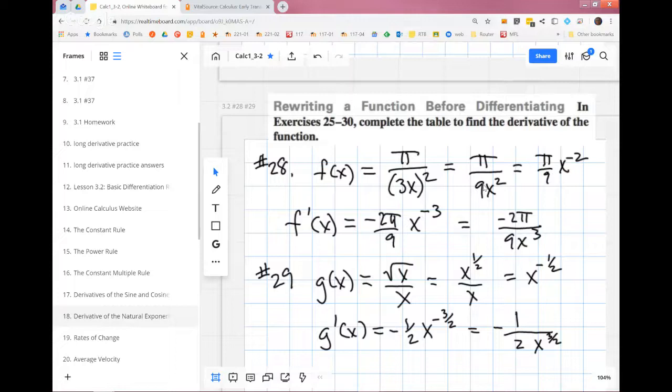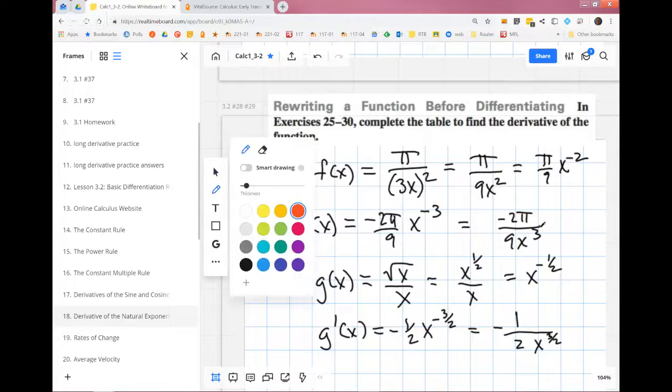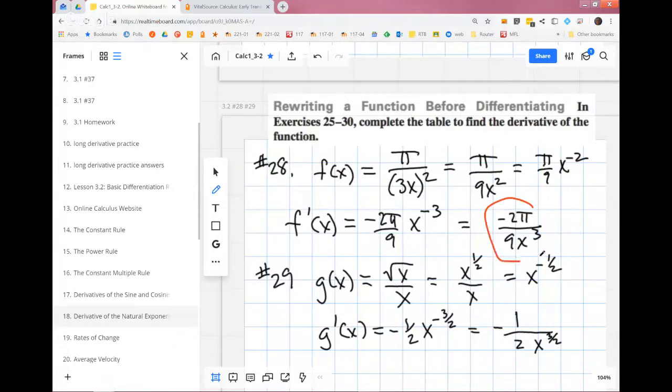Well, pull the pi over 9, which is the constant part, off to the side, and then write the power. We don't want that in the denominator, so write it as x to the negative 2. Now all I have to do is a power rule. Take that negative 2, multiply it by the constant, lower the power by 1, and then finish it up by making the exponent positive again.